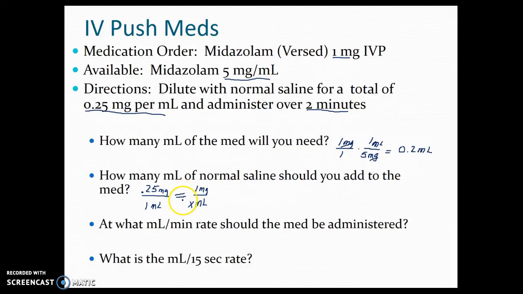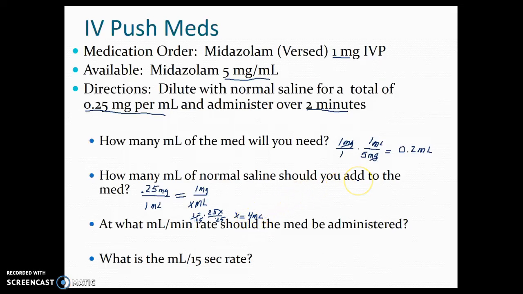When I use the equal sign between my fractions, I set my fractions up so that the labels match, because I truly want equal fractions. And when I solve this, I have to multiply on the diagonals. So when I multiply, I get 1 is equal to 0.25x. To get my x by itself, I'll divide by 0.25 on both sides. And from that, I get x equals 4 mLs. So that tells me that there should be a total of 4 mLs for this particular IV push.